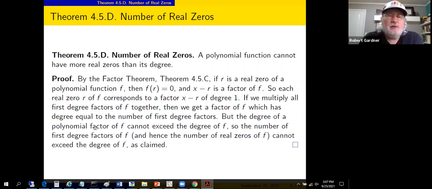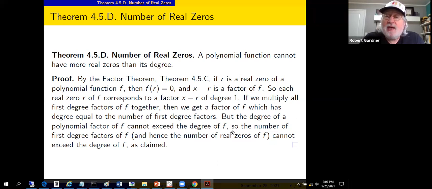But the degree of a polynomial factor of f cannot exceed the degree of f. I can't go through and do division of a 5th degree polynomial by a 7th degree polynomial. I can't divide by a larger degree polynomial. It won't go in, in a sense. So we'll have nothing but remainder in that case.